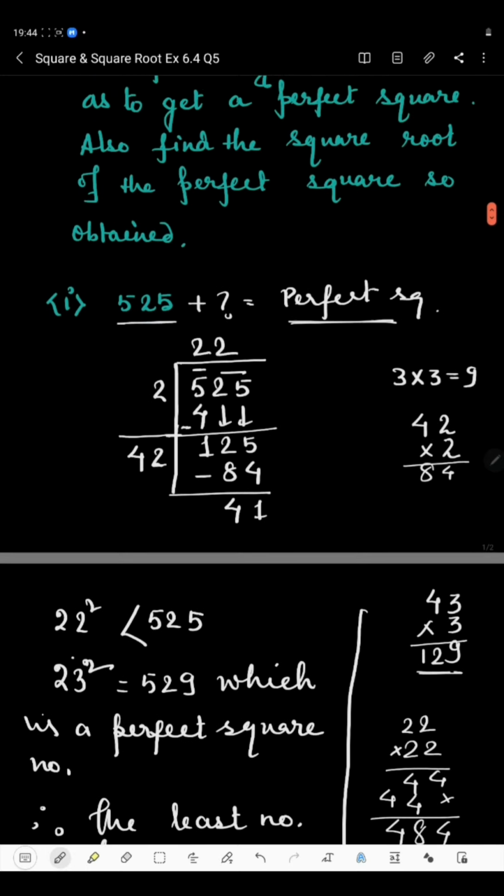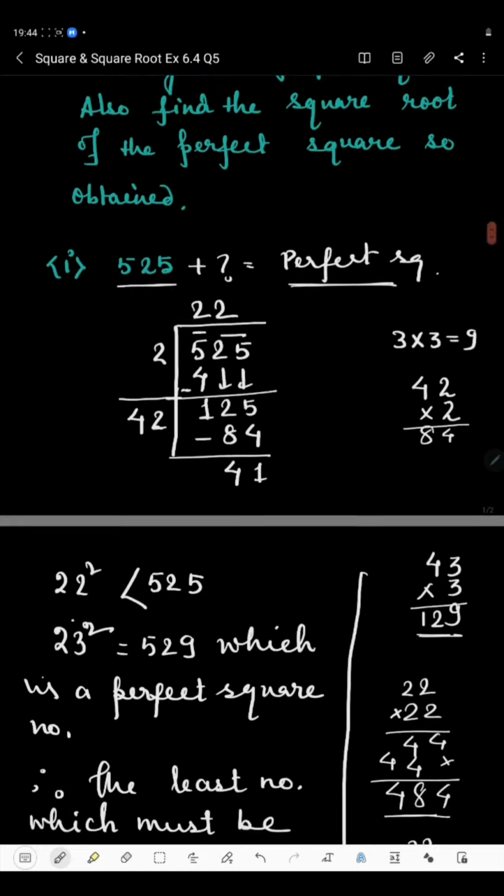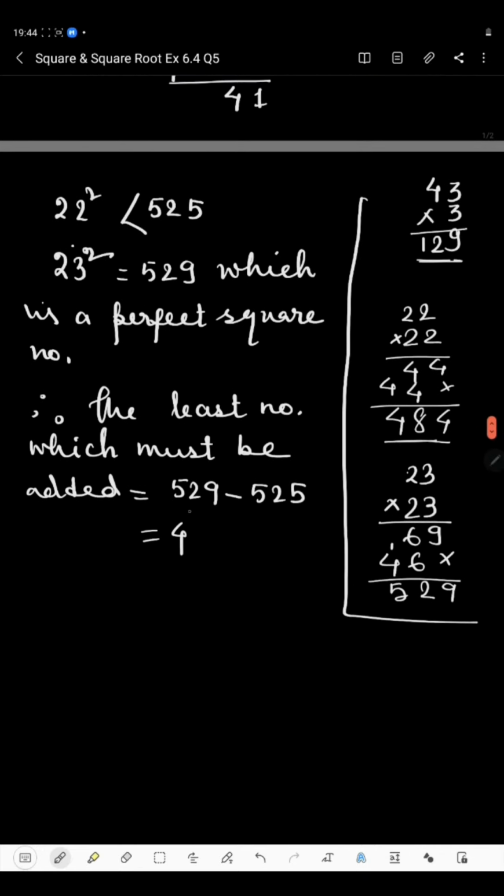Now the next part of this question is to find the square root of the perfect square number so obtained. The perfect square number is 529. Now what will be the square root of this? See how we have got 529: by multiplying 23 by 23 we have got 529. So from the pair if you take 1, then we will get the square root of 529. So the answer of the second part is 23.